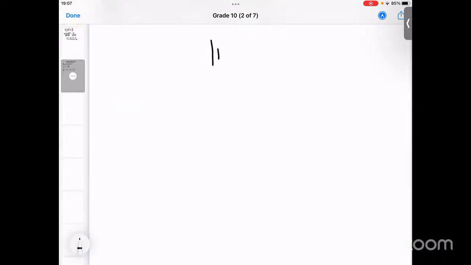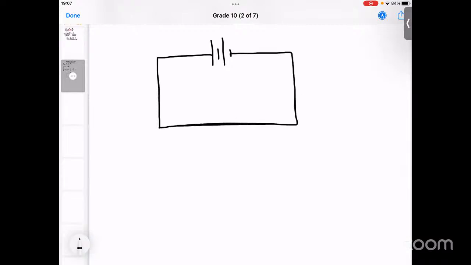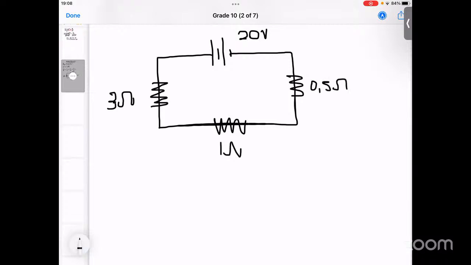Let us say we have a battery, and then a conducting wire. We have a resistor there, a resistor there, and a resistor there. Maybe this battery has, let's say, 20 volts. Then we've got a fridge that has 3 ohms, and a TV that has 1 ohm. This is your cell phone. It has 0.5 ohms. So this is an electric circuit where you may be asked some questions.